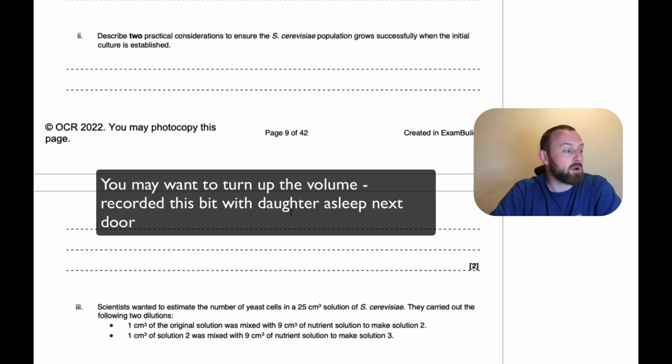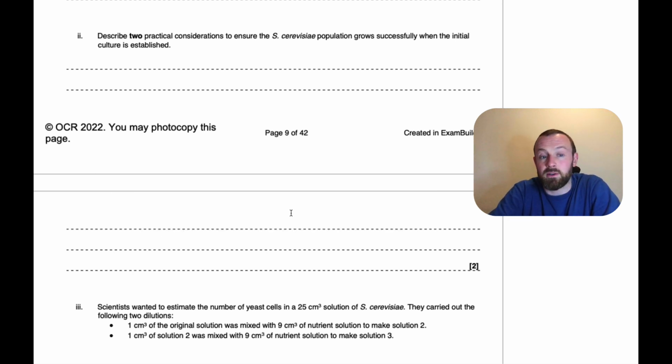All right, on to the next part of this question. This is: describe 2 practical considerations to ensure that the yeast population grows successfully once the initial culture is established. Remember that the question's already told us that this is batch culture. There's lots of things you can say, but really the only thing you can't say is adding more nutrients, because that wouldn't be batch culture, that would be continuous culture.